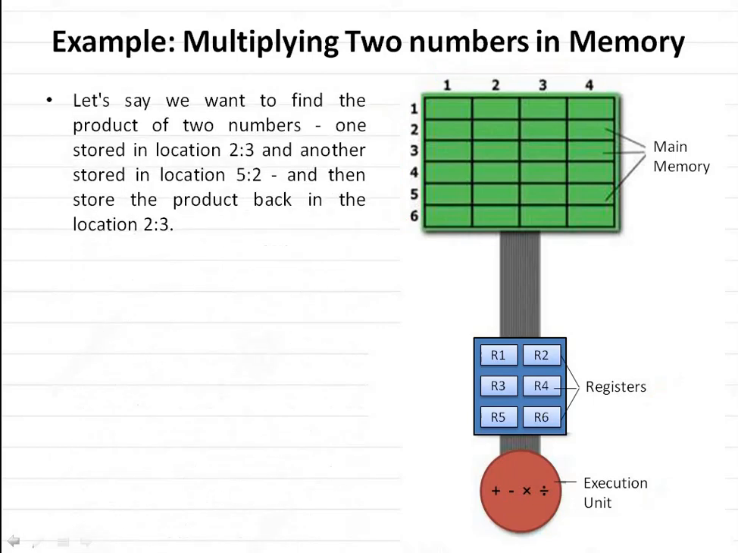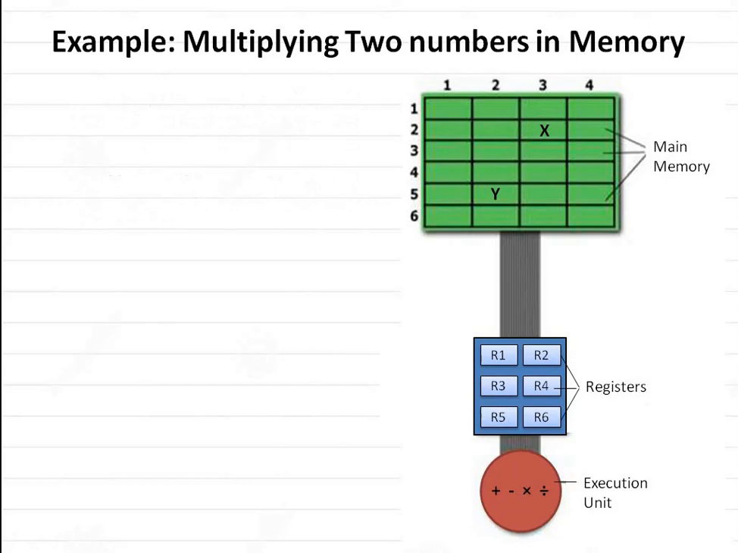Okay, so let us see an example where we need to multiply two numbers. The first number, say x, is stored in location 2, 3, that is second row and third column, and we have another number y that is stored in the location 5, 2, that is fifth row and second column. What we want to do is multiply x and y together and store the result again at the location where x is stored, that is, second row and third column.